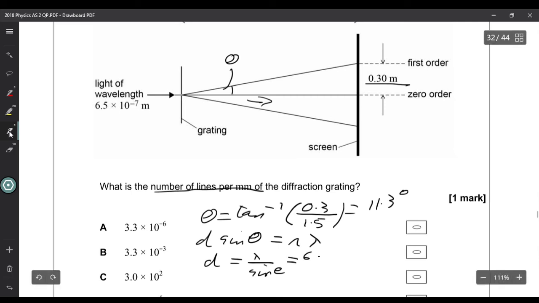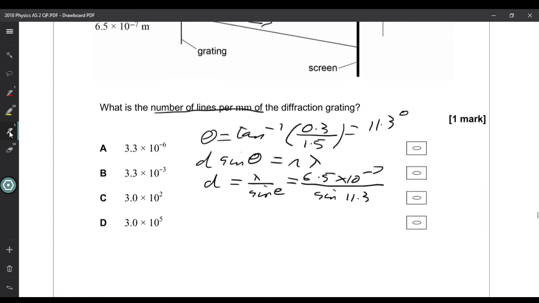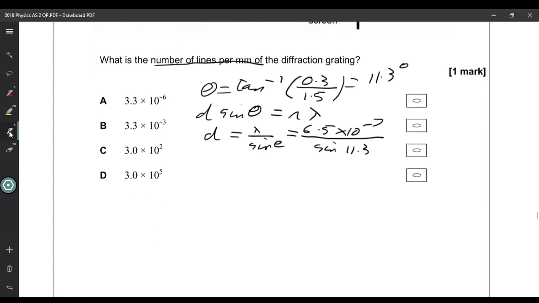So that's going to be 6.5 times 10 to the minus 7 divided by sine 11.3. So that's going to come out to be 3.31 times 10 to the minus 6. But this is the spacing, so this is d rather than the number of lines per millimeter, and some students took this answer.